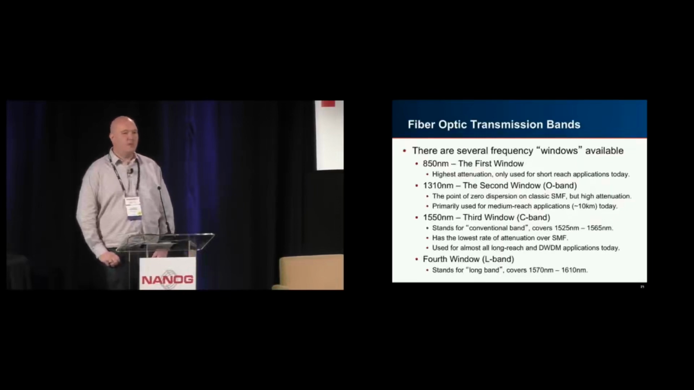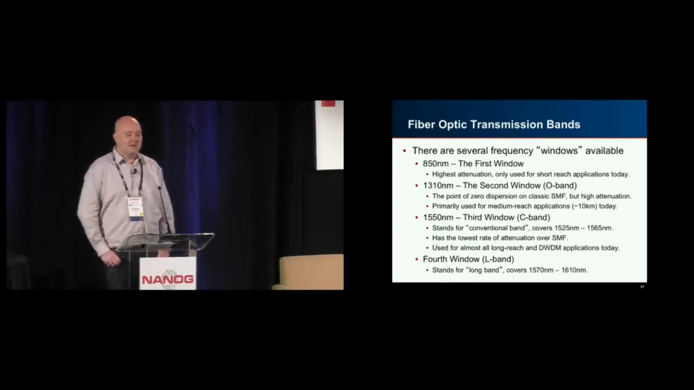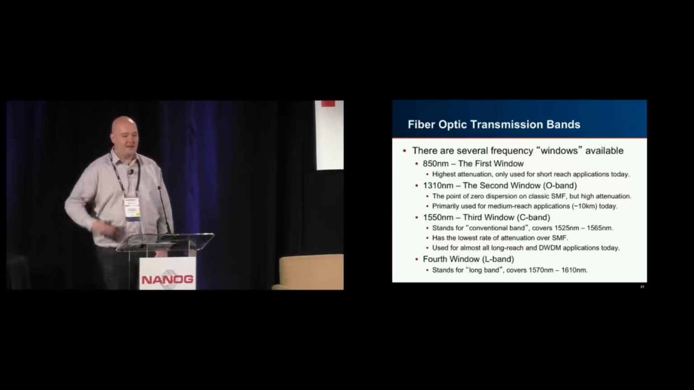But more likely these days, people have moved to the third window, which is the 1550 nanometer window. This is called the C band, which stands for conventional band. It covers a range of 1525 to 1565 nanometers. It's the point that has the lowest rate of attenuation, so the least amount of loss over the fiber, which has become the thing that we care about the most. You're going to see this used for almost all of your long reach and DWDM applications.